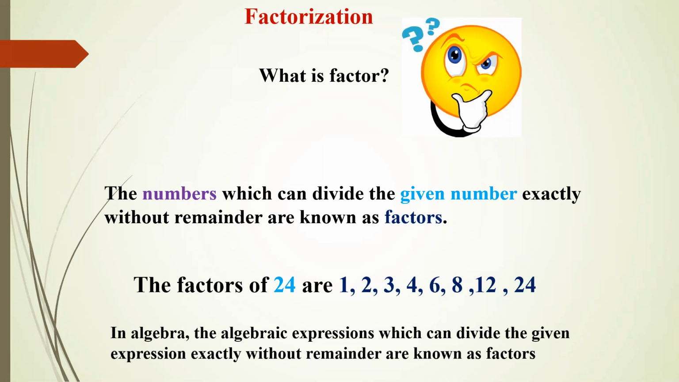In algebra, the algebraic expression which can divide a given expression exactly without remainder are known as the factors. For example, here you can see factors of a square minus b square are a plus b and a minus b. That means a plus b will divide a square minus b square exactly without remainder. A minus b can also divide a square minus b square exactly without remainder, which you must have done in the junior classes, right? So here, the factors of a square minus b square are a plus b times a minus b, right?